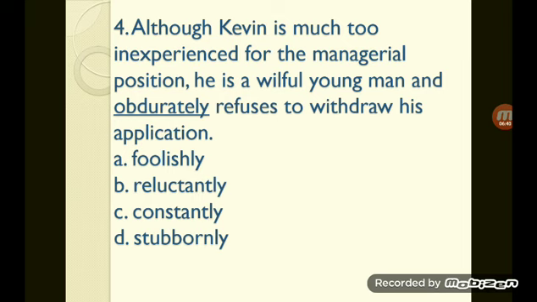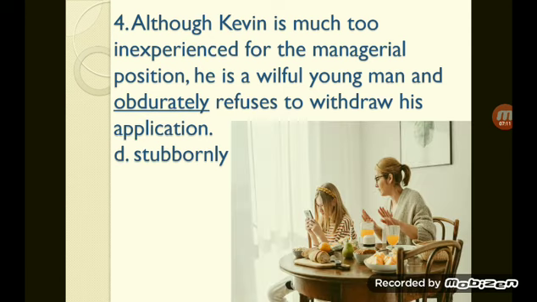Now, number 4. Although Kevin is much too inexperienced for the managerial position, he is a willful young man and obdurately refuses to withdraw his application. Now see, Kevin has been described as willful. Somebody who's willful is stubborn. And so obdurately means stubbornly. So the child in this picture is being stubborn and not listening to what the mother is saying.